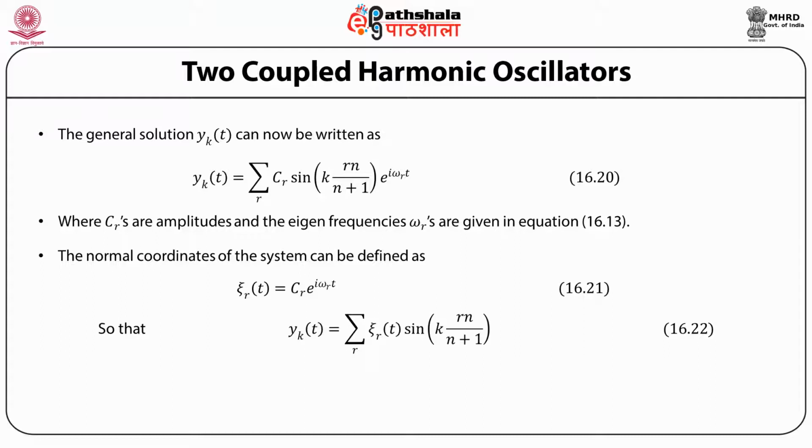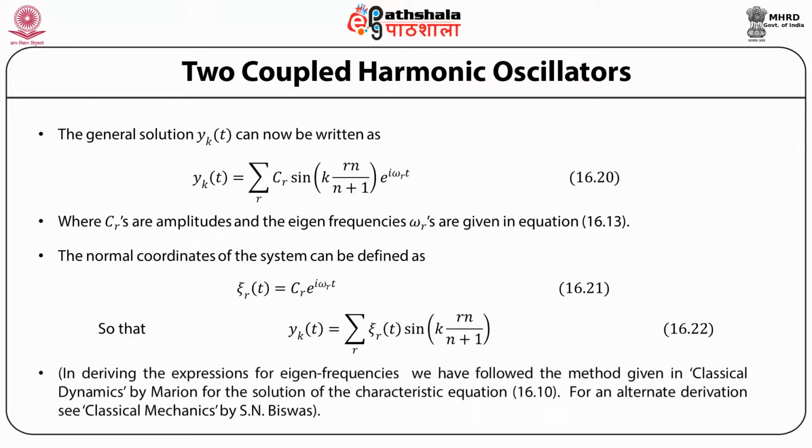so that y_k is equal to sigma over r xi_r(t) sine (k r pi by n plus 1). Now, this method looks quite involved, and in deriving this expression for the eigenfrequencies, we have followed the method given in Classical Dynamics by Marion for the solution of the characteristic equation. For an alternative derivation, we can look at Classical Mechanics by S.N. Biswas.